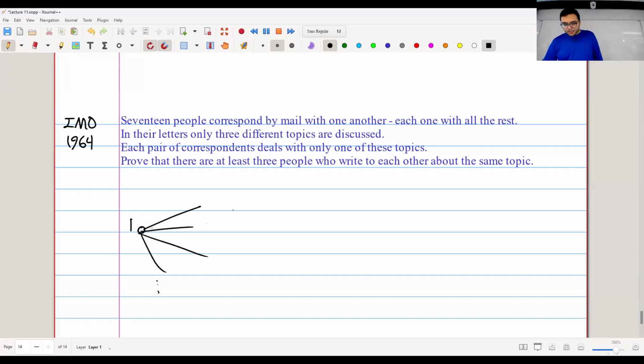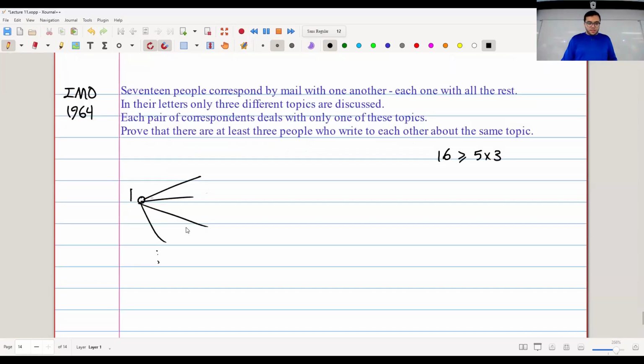Because 16 is more than 5 times 3. So I have 3 colors. If every color was used at most 5 times, I could have at most 15 usages, but I have 16. So there should be a color that is used 6 times. Okay. So let's call that color 1.